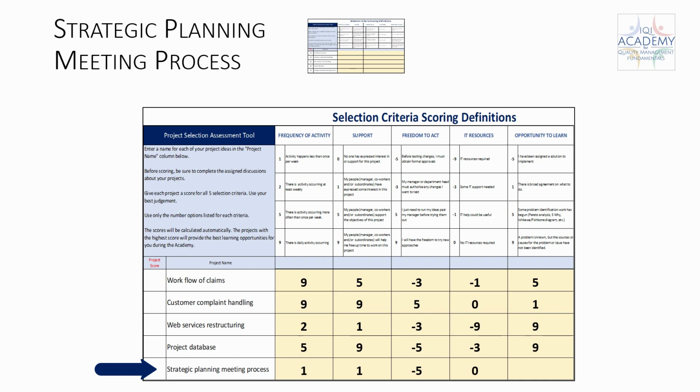No one in the organization has attempted to improve the strategic planning meeting for many years. It is known that the process is not always smooth, and the results of the past few meetings have been lackluster. 9 for opportunity to learn.